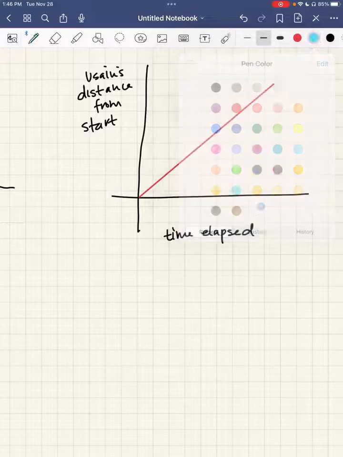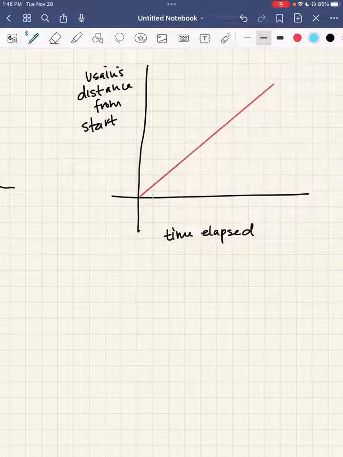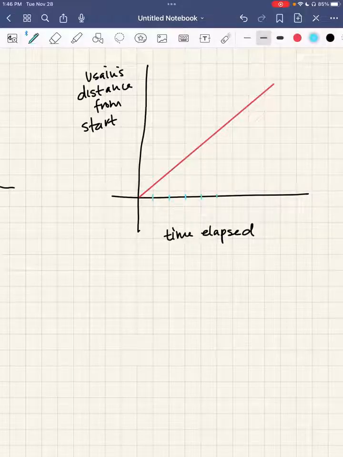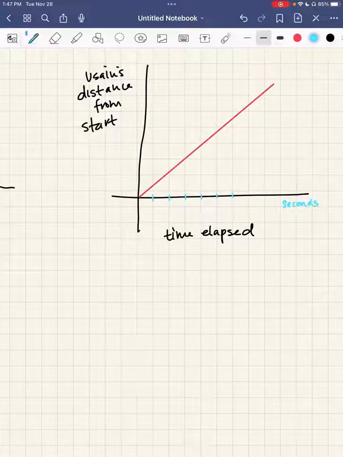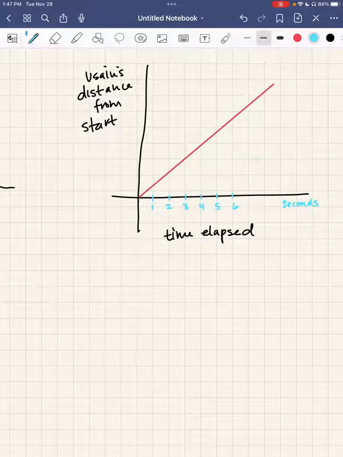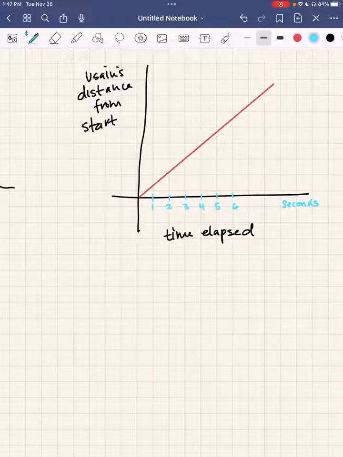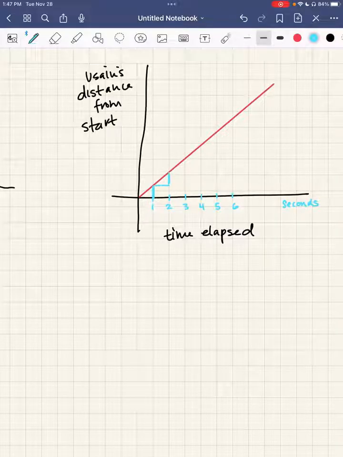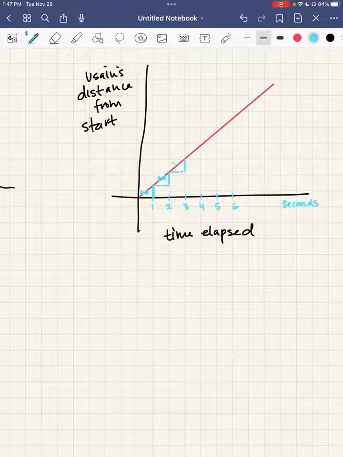I'll just pick some different colors. Yay, fun. So we could think about breaking this up like this. Let's say each of these represented a second that has elapsed. Really what we might be saying in this situation is, in that first second, he covers this much distance. And then in the next second, he covers this much distance. So this right here is a change in distance. This is a change in distance. In the next second, he covers this much distance.